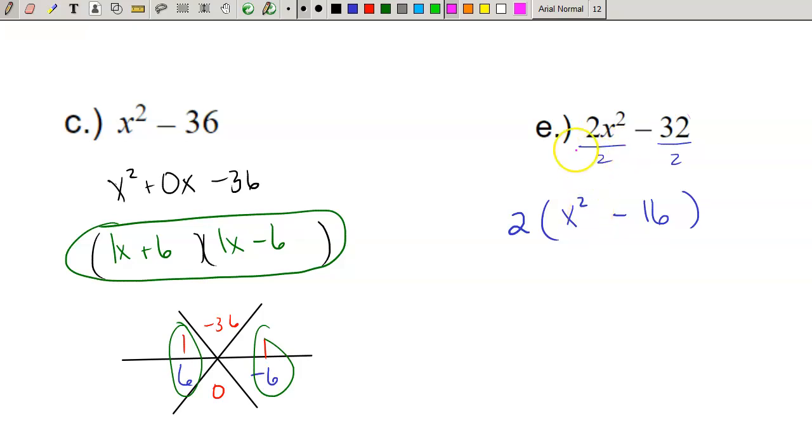Okay, so the first step, you always want to do this. If there's something to factor out, we're going to factor it out. Okay, you never want to miss that step. But now that we have this 2 out of the way, we're going to focus just on this x squared minus 16 and think about, can I factor that? Can I take x squared minus 16 and break that down?